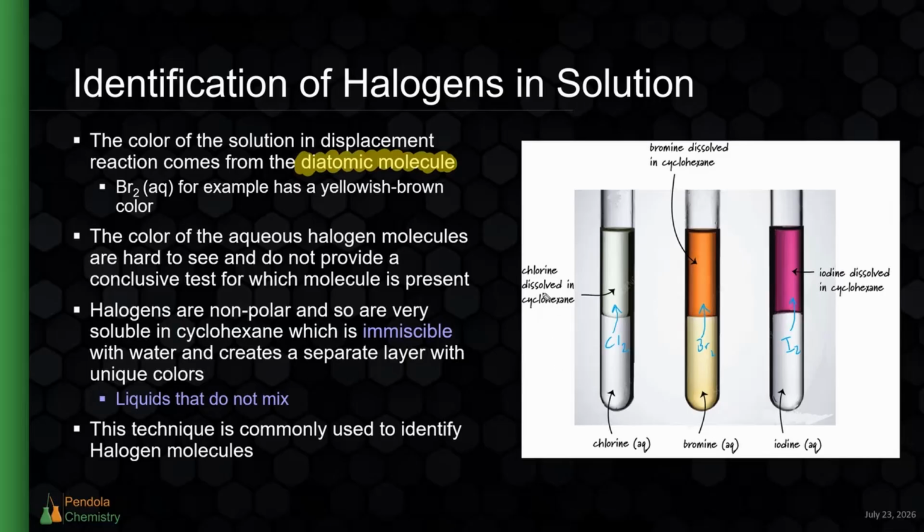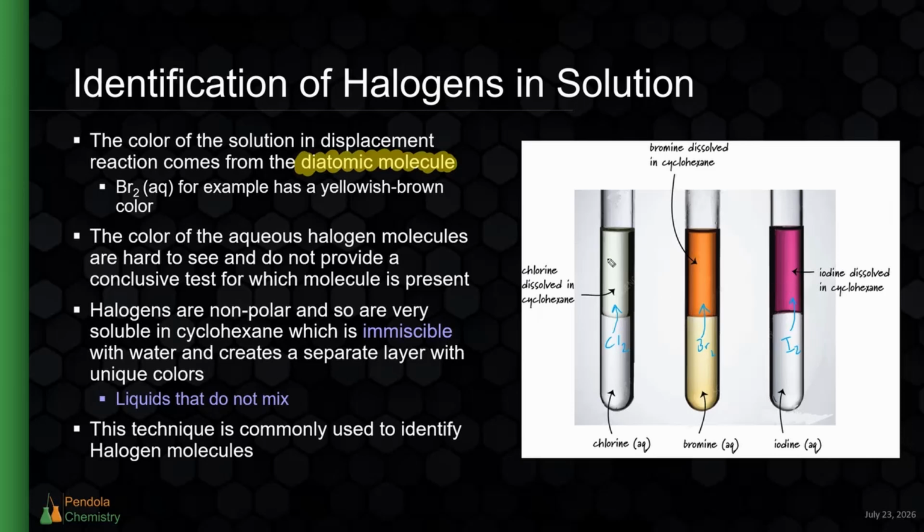When chlorine dissolves in cyclohexane, we see this pale green color right here that we can use to identify the chlorine. When we get bromine in cyclohexane, we see this really deep, rich orange color. And iodine is the most clear. Iodine in cyclohexane gives this bright purple color.